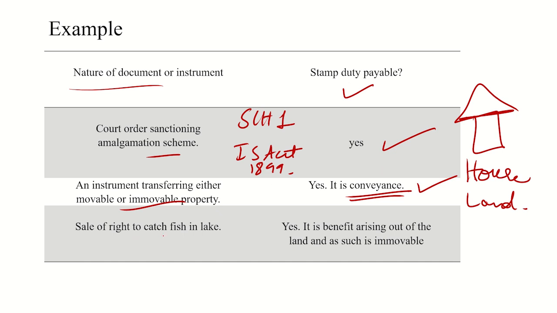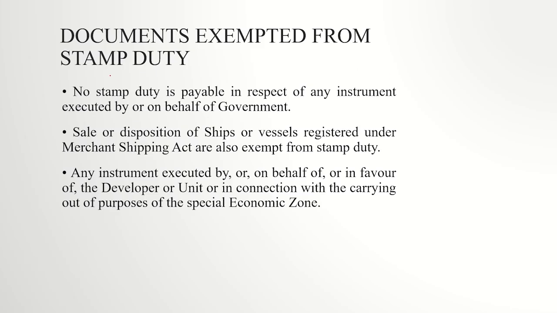Sale of the right to catch fish in a lake. Yes, it is a benefit arising out of the land, as it is immovable. So we have to pay the stamp duty here also. These are the examples of whether I should pay stamp duty or not. This is the answer. So what are the documents where I don't have to pay?